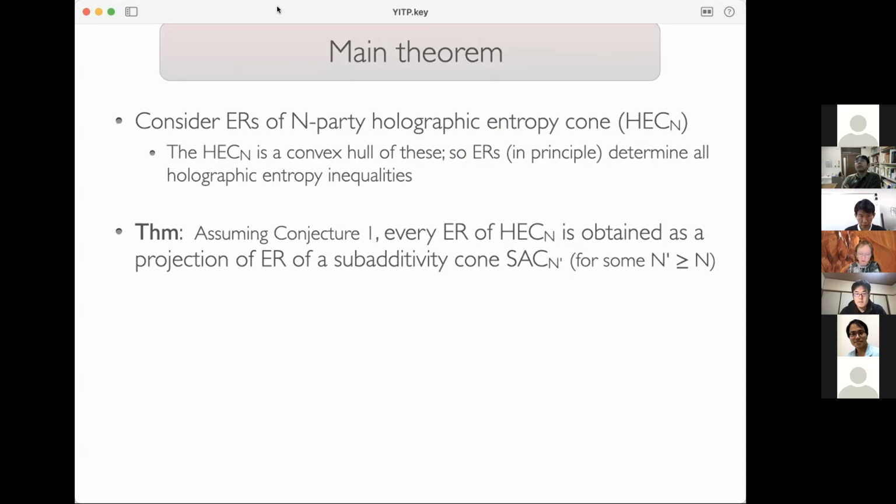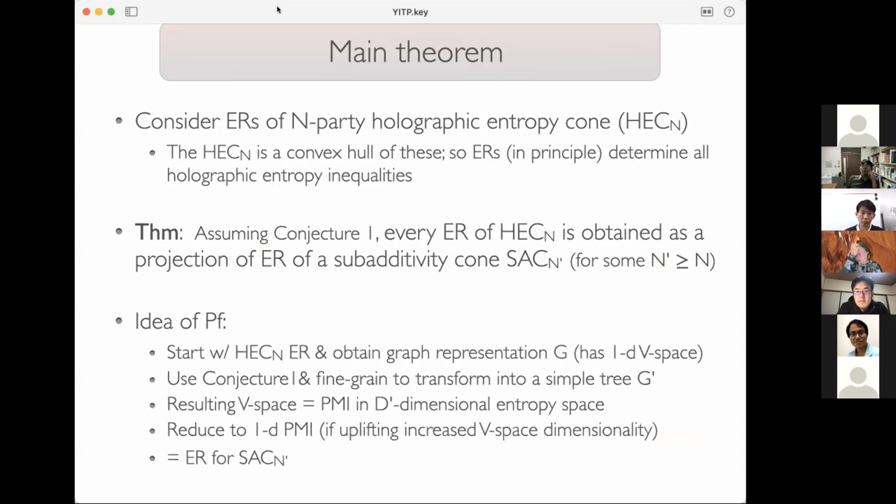Okay, so assuming that each graph corresponding to an extreme ray can be changed into a tree graph, I can show that any extreme ray of this holographic entropy cone, in fact, is nothing but a projection of an extreme ray of just a subadditivity cone, a cone specified just by subadditivity relations, none of the other more complicated holographic relations, but just this simple subadditivity for some larger number of parties.